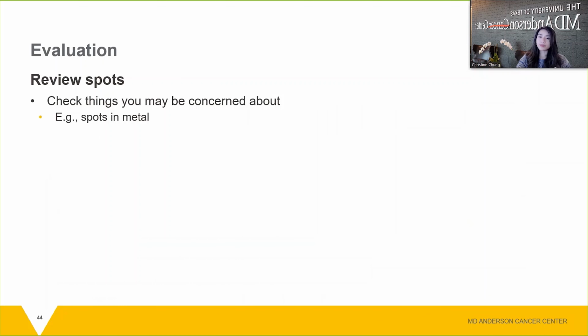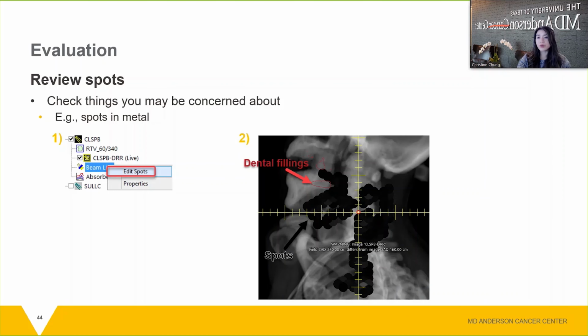And keep in mind, physics will do their own checks, particularly for spots. This is just part of the Swiss cheese model to make sure that nothing's missed. So for example, I like to check on the initial run if there are any spots within the dental fillings. I scroll through all of the layers of spots to see if there is any overlap. And as you can see, the spots nicely go around the dental fillings in this case. I would crop further away on the beam specific targets from the dental fillings if needed.